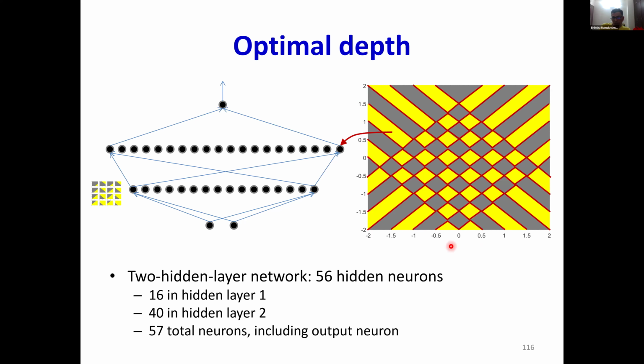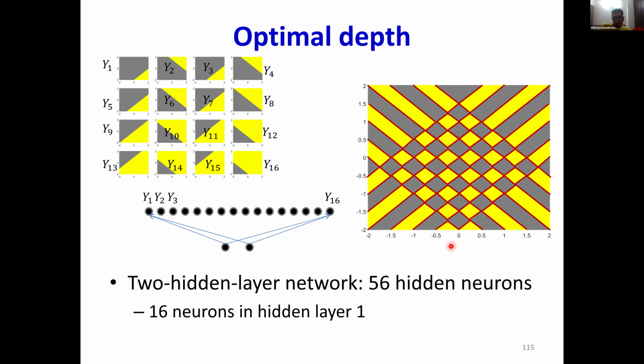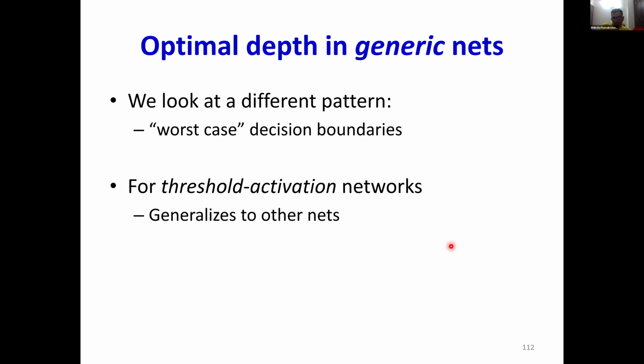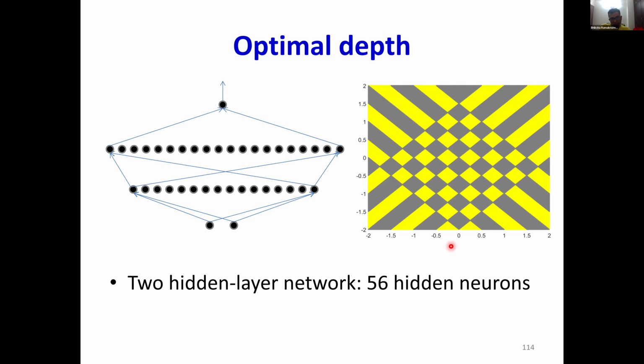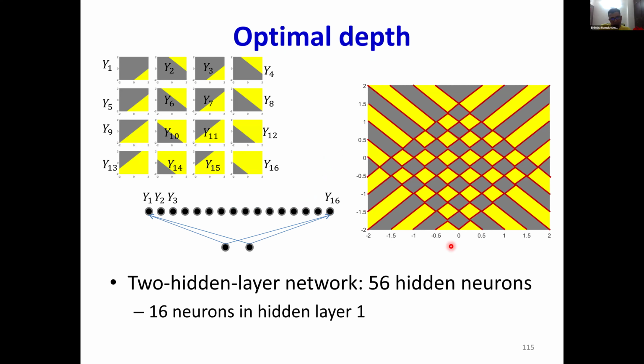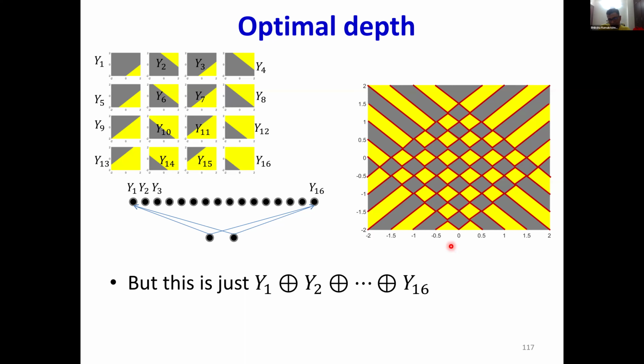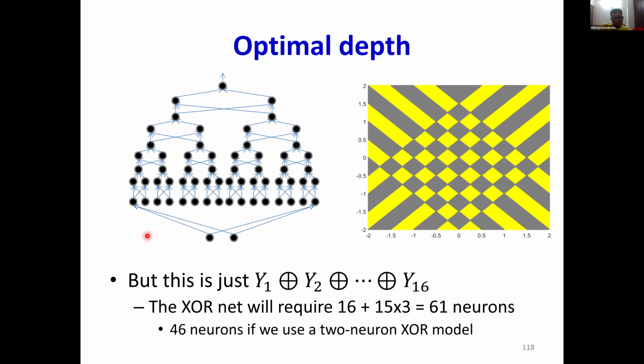David, the 2 pentagon example would require the circuit. Okay. So here, there's 2 hidden layers, so you need 40 in the second layer. But then this is just an XOR over all the y's, the outputs of the first 16 neurons. If I call these variables y1 through y16, the pattern is an XOR over the y's. I could have composed it using a standard XOR network.